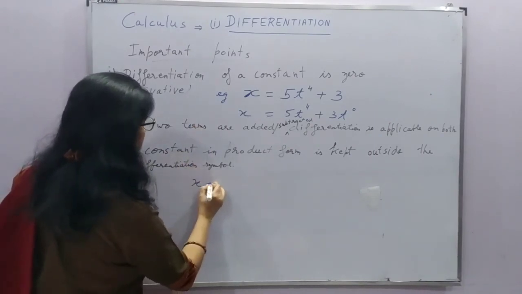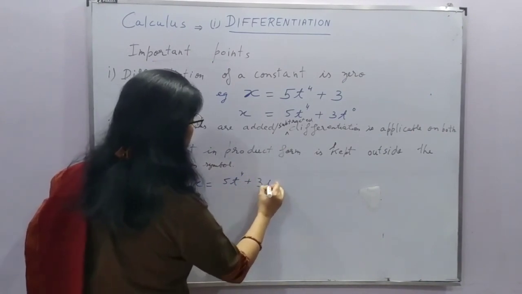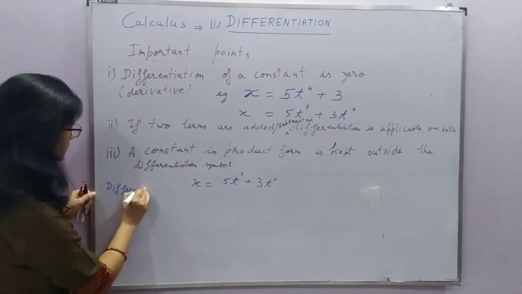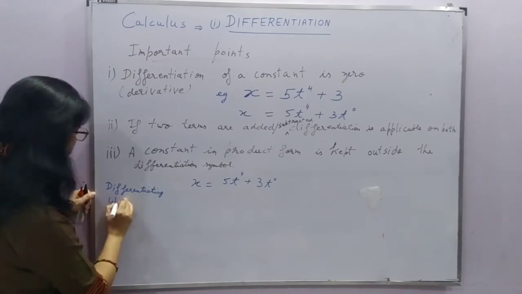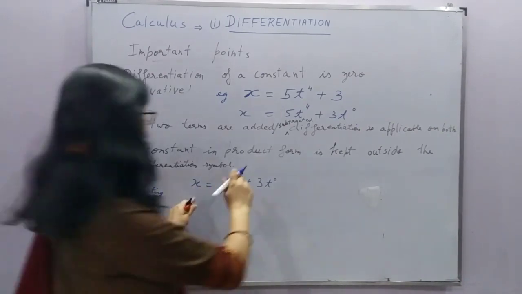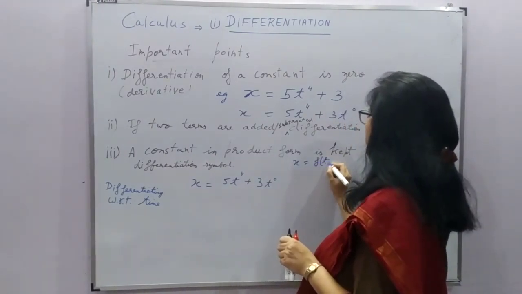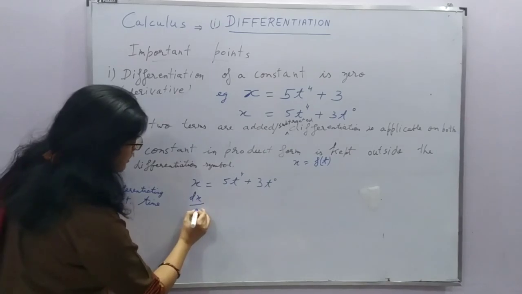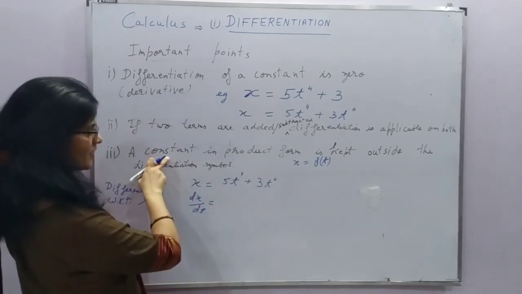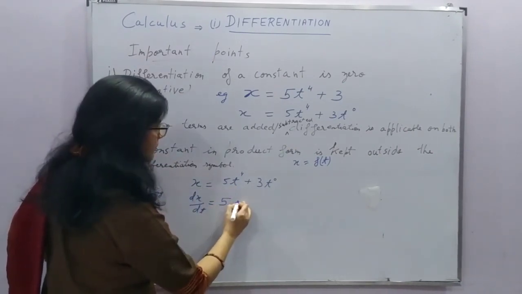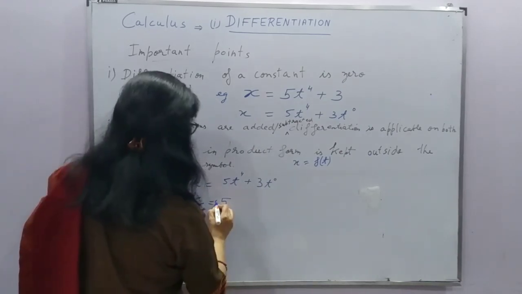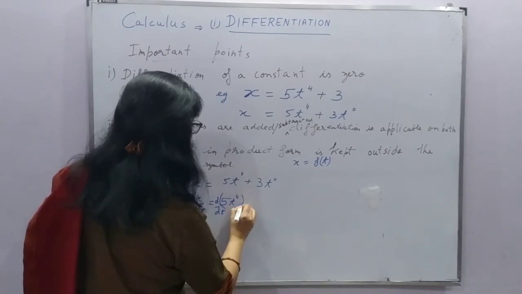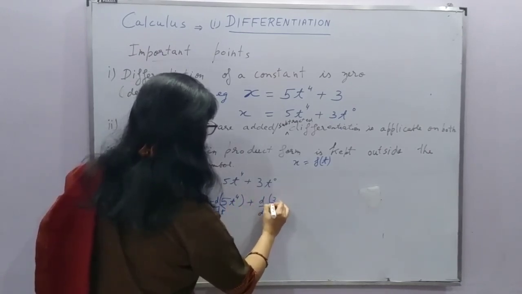So we have this example, x is equal to 5t4 plus 3t to the power 0, we can write here. Now if we want to find the differentiation, so we are differentiating with respect to time. Why so? Because here x is what? Function of time. X is the function of time here. So that's why we are differentiating it with respect to time. So this is dx upon dt, right? Is equal to. Now here constant in product form. So this has to be kept outside the differentiations and we have to apply this differentiation first on the individual term here plus differentiation on this term here.